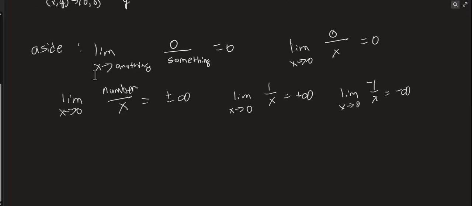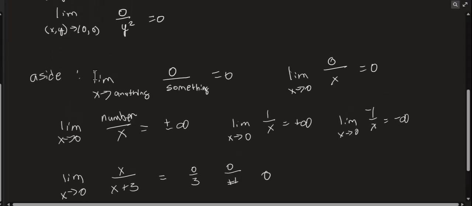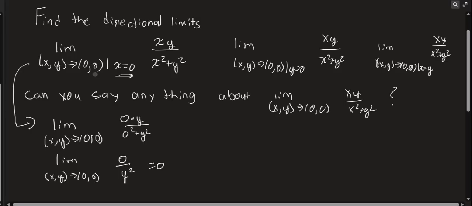If I have the limit as x approaches 0 of x over x plus 3, that gets me 0 over 3. If I have 0 over a number, that's just 0. So 0 in the numerator and a number in the denominator is 0. 0 in the denominator is infinity. But if I have actual 0, like I have here, that just plain equals 0.